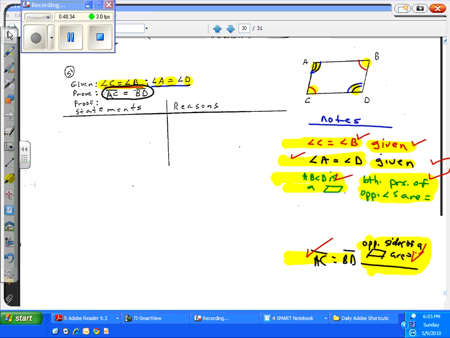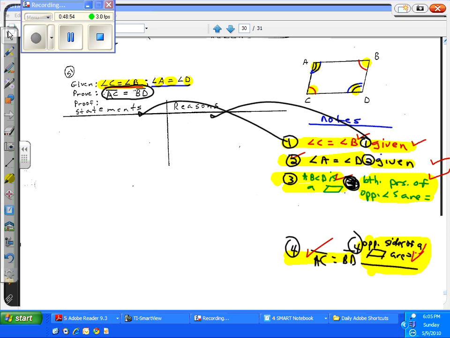So this would become statement 1, reason 1, statement 2, reason 2, statement 3, reason 3, statement 4, reason 4, and you would simply shift these to the statements and these to the corresponding reasons. Any questions on that proof?